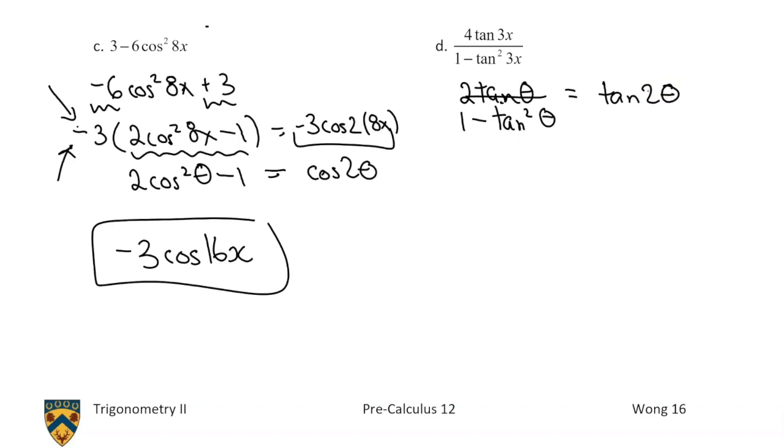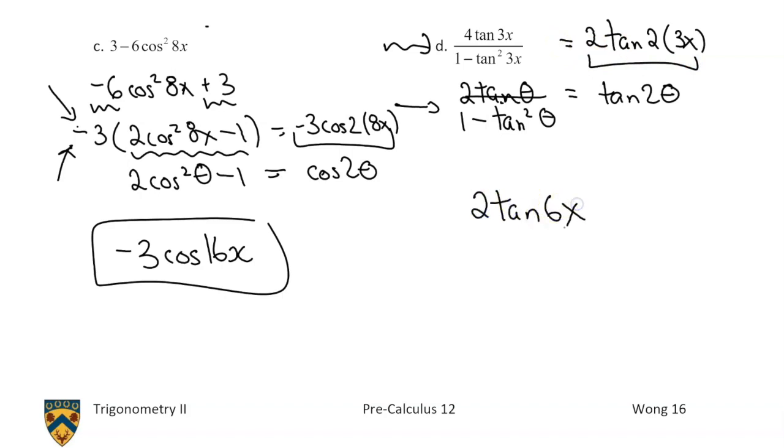So when looking at a question like this, you could say, well, what's the difference between the example that we have and what we're looking at right here? Well, it looks like the top is being doubled. I have 4 tan 3x's versus just 2 tan thetas. And so we need to put a 2 in front here. And then wherever there's a theta, it's been replaced with a 3x. So 2 tan 2 times 3x. And then we can tidy that up and say we have 2 tan 6x.